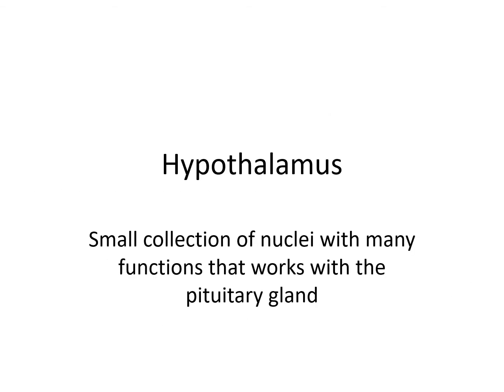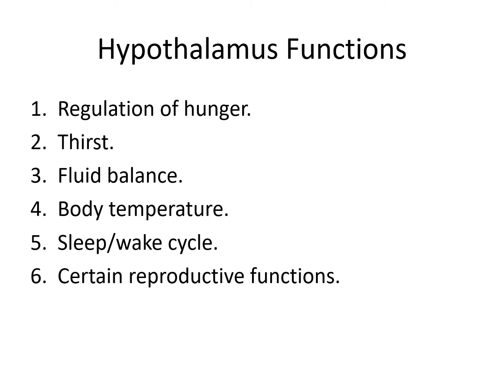So let's start with the hypothalamus. The hypothalamus is a small collection of nuclei that has many functions. And in part of the endocrine system, it works closely with the pituitary gland, as we will see. So here's some of the functions of the hypothalamus. It's important in regulation of hunger, thirst, fluid balance, body temperature. It influences our sleep-wake cycle, and it even has some certain reproductive functions. So the hypothalamus has many diverse functions for the human body.